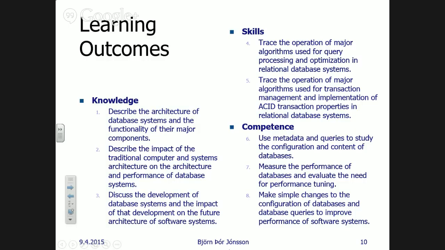So skills is being able to do things, and competence is the choices that you have to make. One of the things we do is use metadata and queries to study the configuration and content of a database. You could see this as a skill, but it ended up as a competence because we're using it to make decisions. Actually, it's a good question. Maybe it should be in skills.